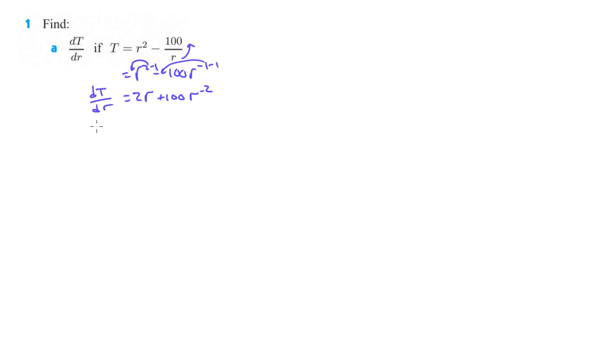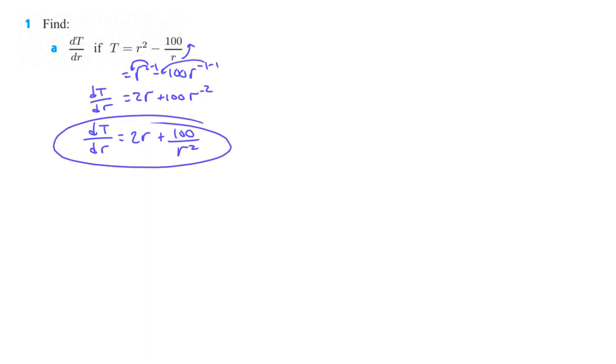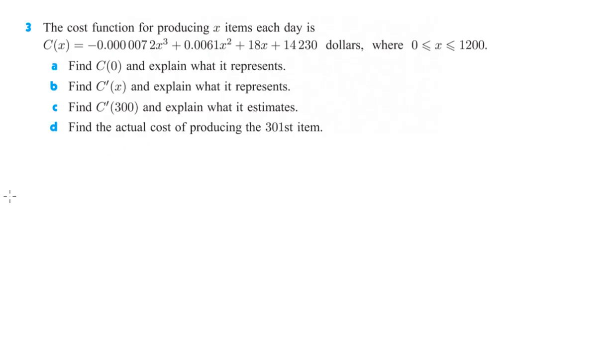Now, the best way to write this would actually be to move this r to the negative second back to the bottom, to the denominator, which would then give us 2r plus 100 over r squared. Okay? Okay. Let's take a look at number 3.